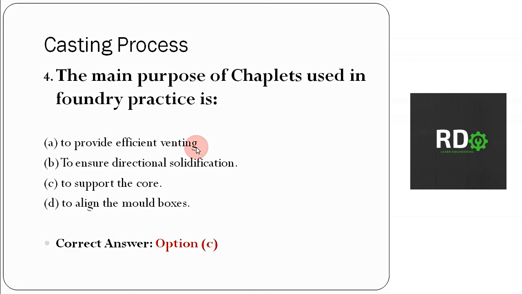As we have discussed in the last question, to ensure directional solidification, chills are used. To support the core, we use the chaplets. The main purpose of chaplets used in foundry practice is to support the core. There are four options: to provide efficient welding, to ensure directional solidification, to support the core, and so on. The second option is about the chills. So option C, to support the core, is the right option for chaplets.